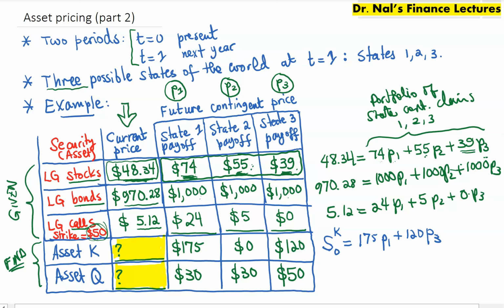That's it. If I can solve this system of 3 equations and 3 unknowns for P1, P2 and P3, I can plug them into this equation and calculate the value of asset K. Similarly, the value of asset Q today, let me just write it as K sub 0 and Q sub 0. Q sub 0 pays $30 if state 1 happens, so I need to purchase 30 state 1 contingent claims, 30 state 2 contingent claims, and finally 50 state 3 contingent claims, and this way I replicate asset Q.